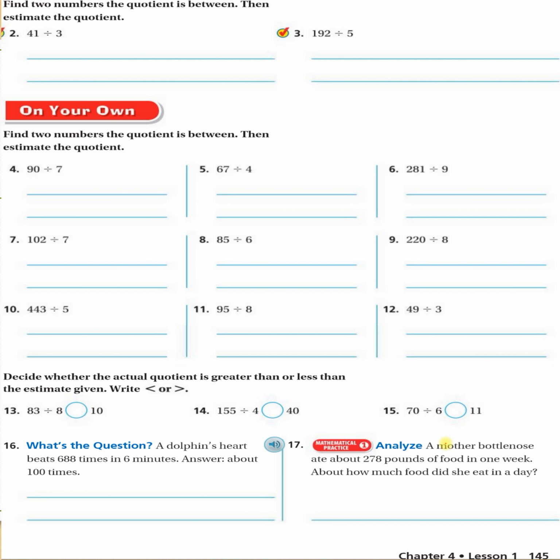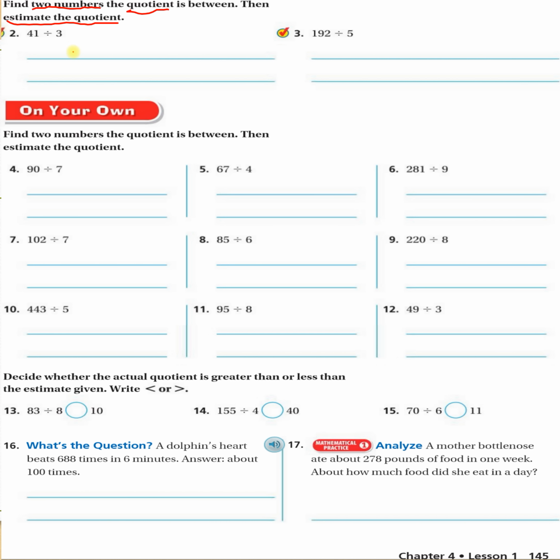All right, let's take a look at 145. We go up here to our directions up at the top. Find two numbers the quotient is between, quotient being the answer. Then estimate the quotient.